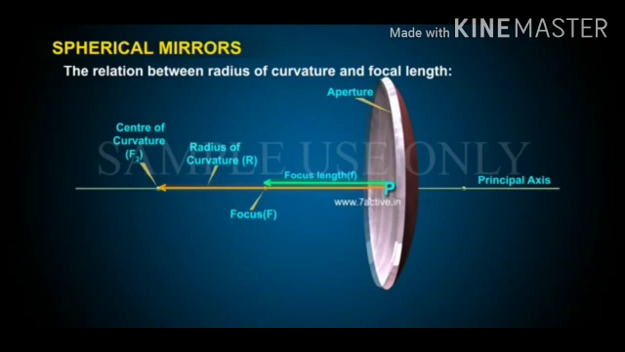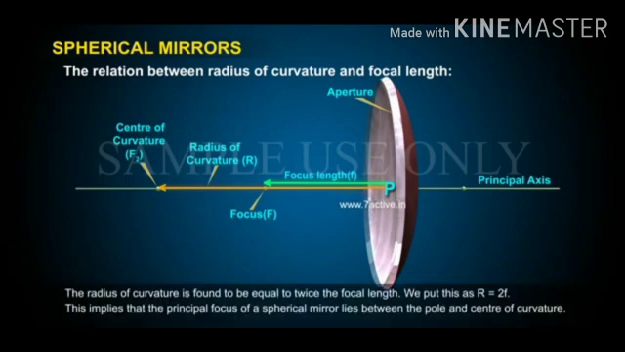Next, the relation between the radius of curvature and focal length. The radius of curvature is found to be equal to twice the focal length. Okay, we know R is equal to 2f. It implies that the principal focus of the spherical mirror is between the pole and the center of curvature. R is equal to 2f.